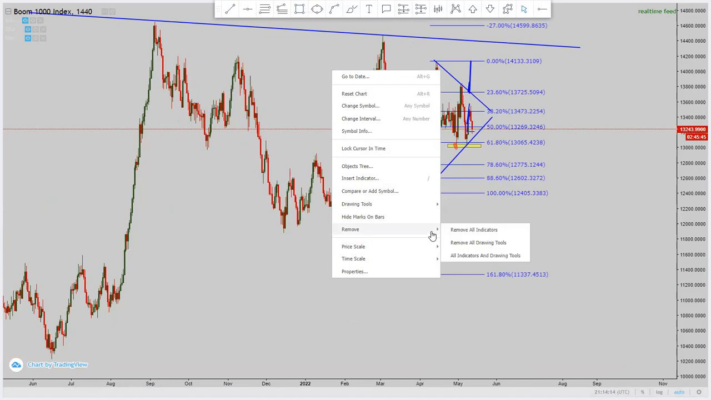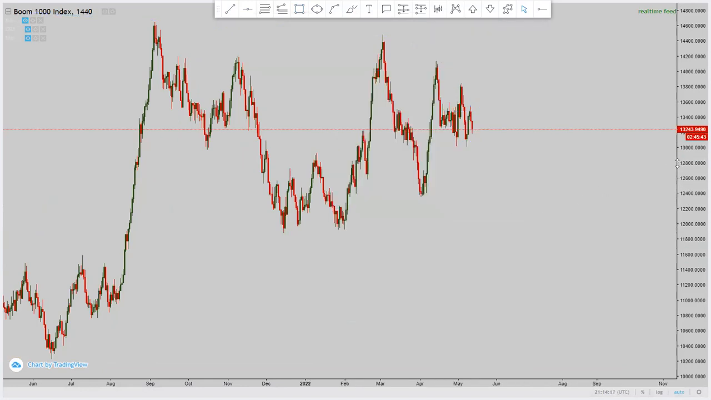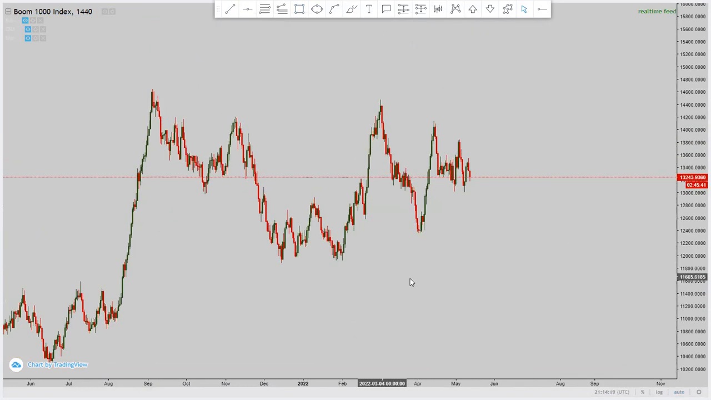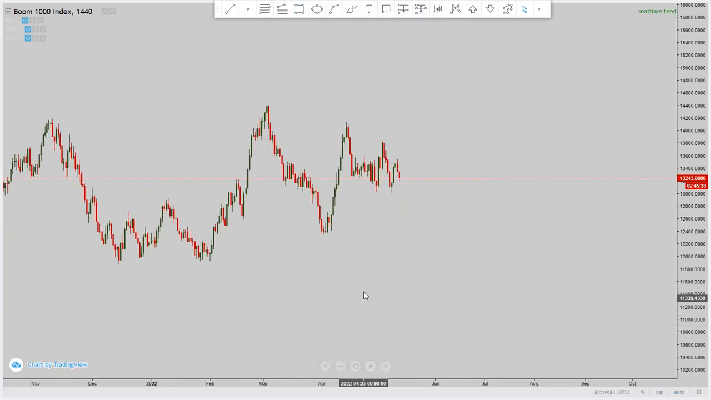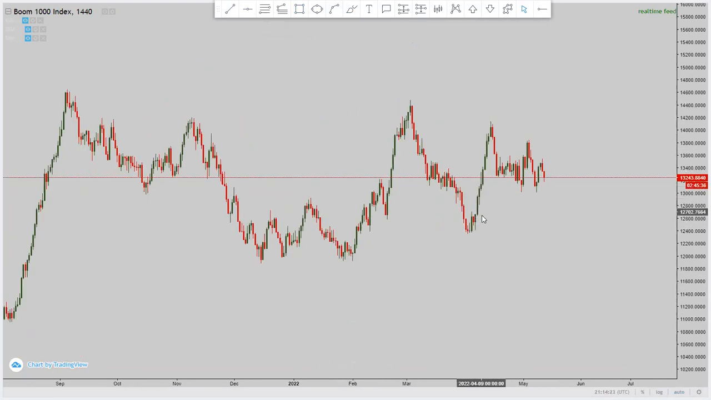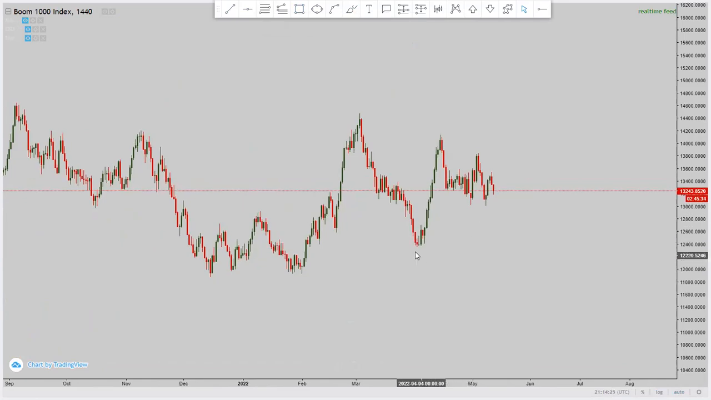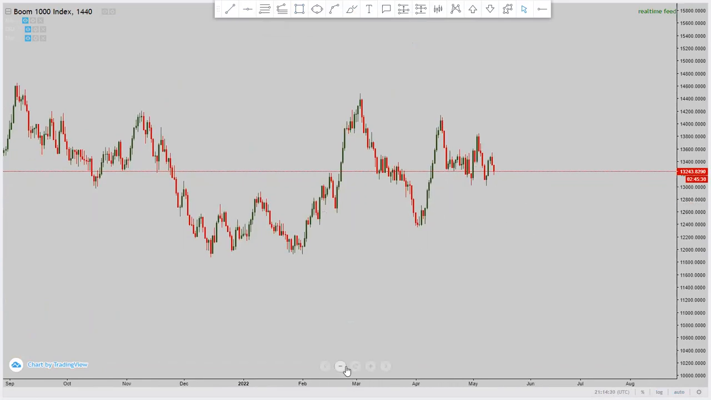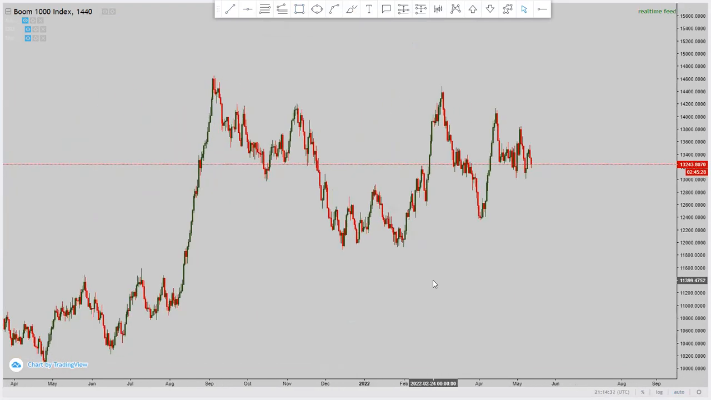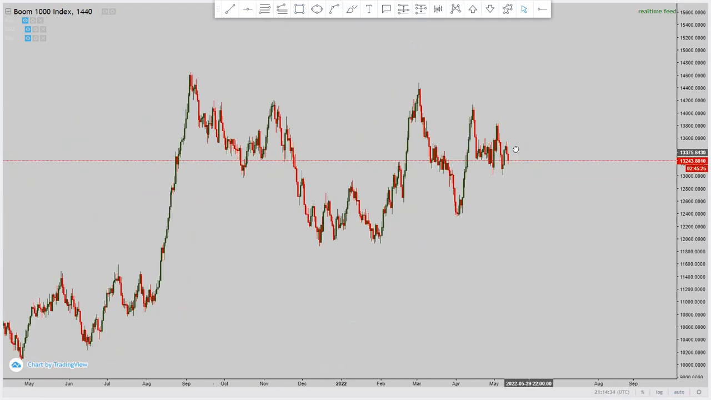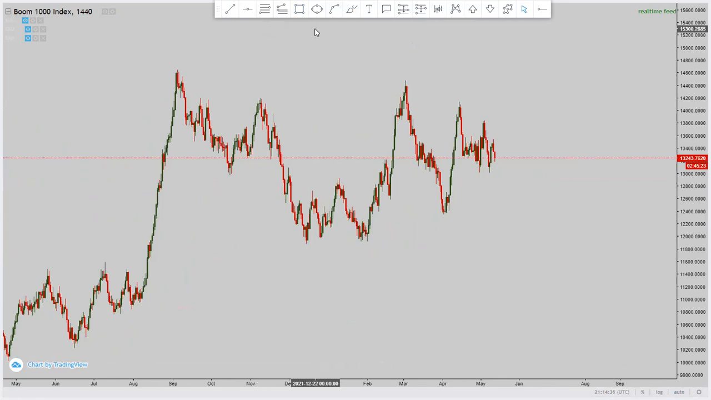So on the daily, I'm just going to remove all my drawings. On the daily, if you check price, what it has been doing, with this impulse move to the upside, then price began to correct itself, kind of coming down. So if you check now, we have a very interesting pattern that Boom 1000 seems to have been following.